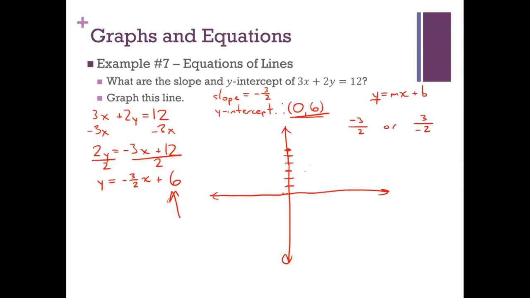All right, so how do I graph the slope negative 3 over 2? I will show you both of these. So what if I go down 3, 1, 2, 3, and to the right 2? So I'm moving negatively in the y direction and positively in the x direction. It actually doesn't matter if I do the exact opposite. So what happens if I go up 3, positively in the y direction, and then negatively in the x direction? So up 3, left 2.